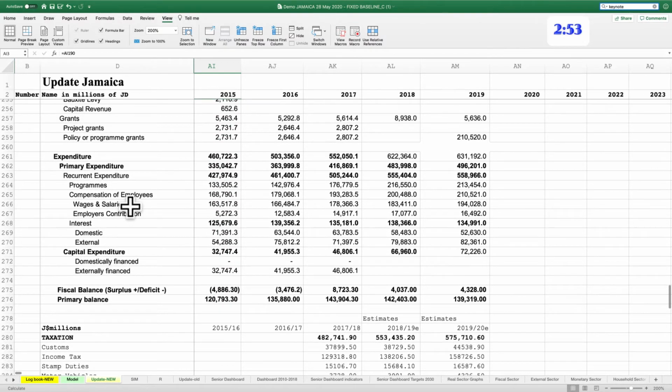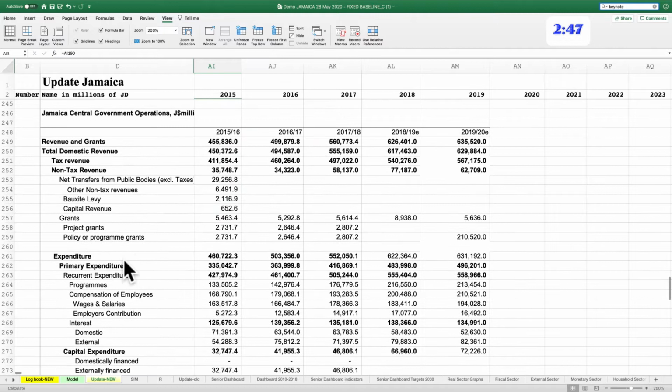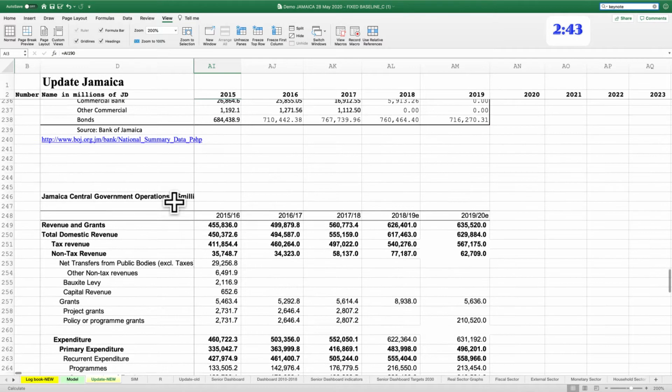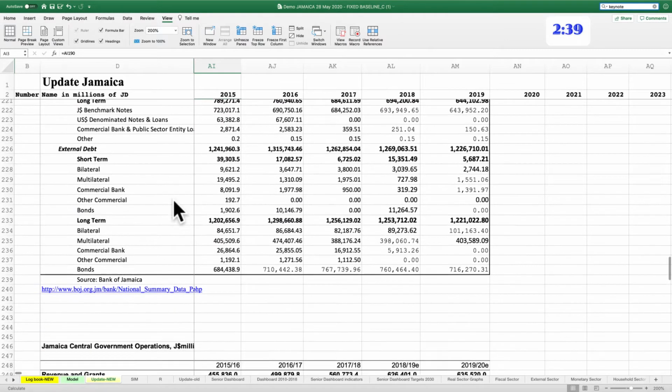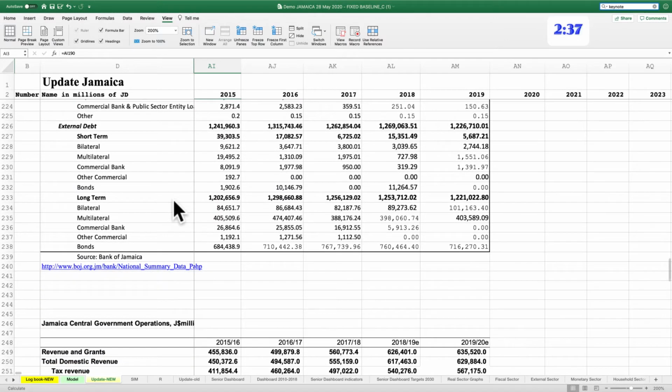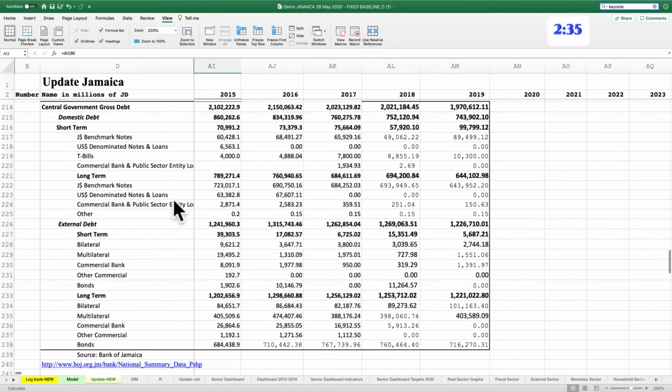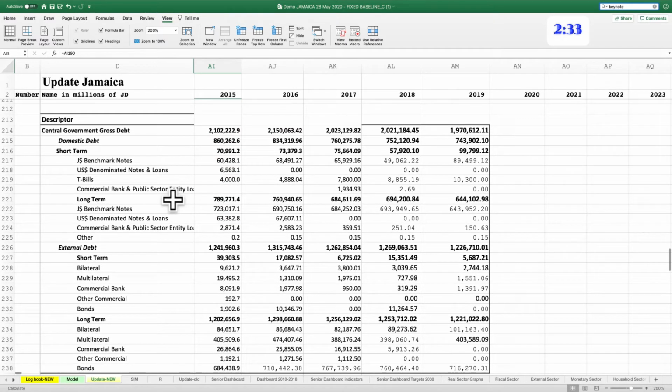We have some data about the expenditures of the government. Look at this, all these data about the expenditures of the government. And of course, also the revenues of the government. Look at that. And then we have all these data about the debt. These are data from Jamaica. The central government debt. How is the debt composed?